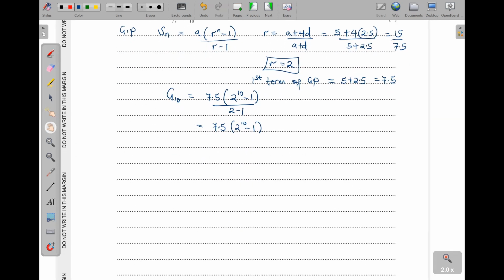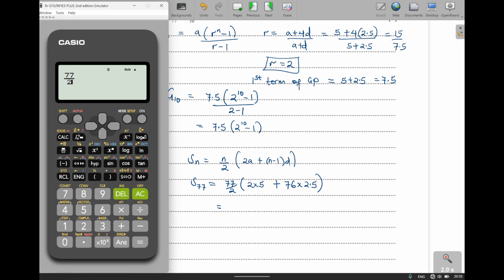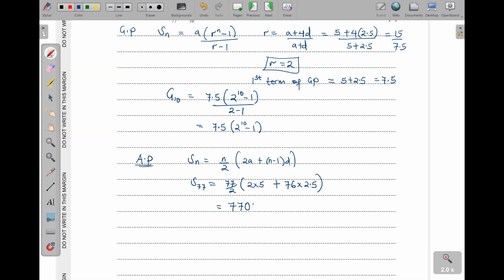Then I go to the AP. When we go to the AP, we know that the sum of the first n terms of an AP is n over 2 into 2a plus n minus 1 d. They said the sum of 77 terms, so that is S77, we shall get 77 over 2, then into 2 times 5, that is the first term for the AP, then plus, if it is 77 terms, 77 minus 1, that will be 76 here, times the common difference, which we got as 2.5. Now what does this one give us? We shall have 77 over 2 into 10, then plus 76 times 2.5. So this one gives us 7,700.